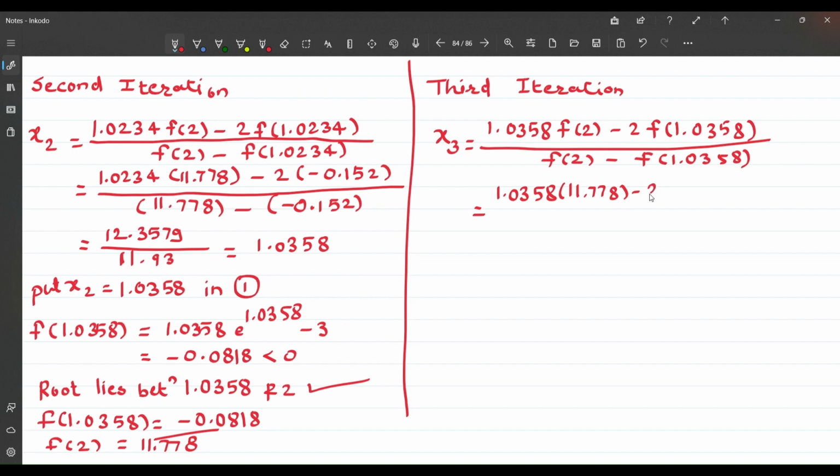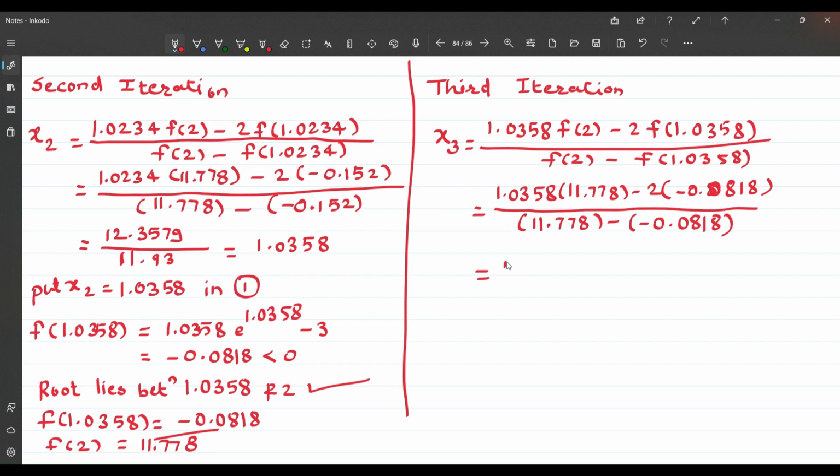Minus 2 into f of 1.0358, which is minus, from the previous step you can see, 0.0818, okay, divided by 11.778 minus 0.0818. Here also you can solve the numerator separately and the denominator also separately.